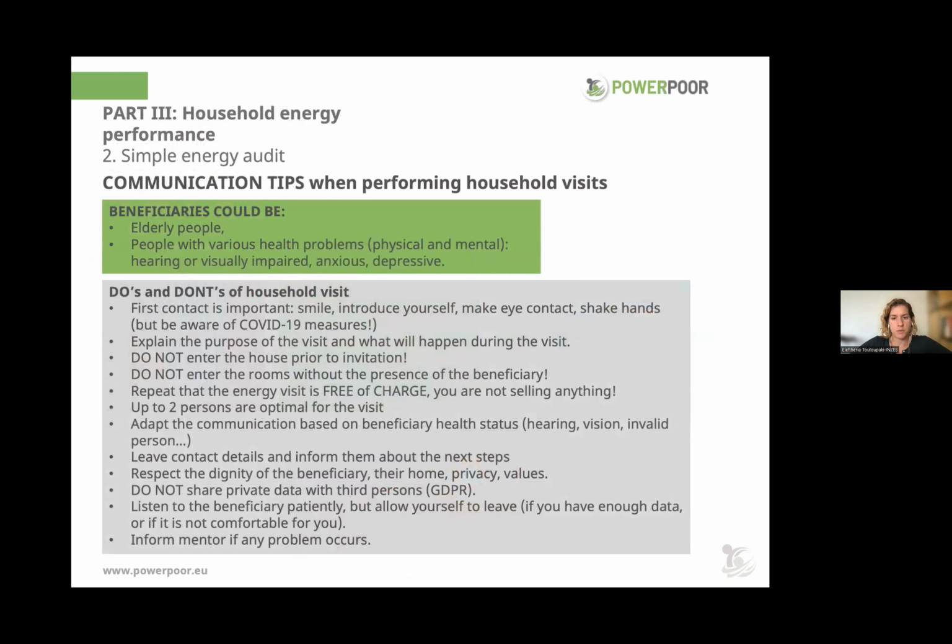Some communication tips when performing a household visit: we should always have in mind that the beneficiaries could be elderly people or people with various health problems. We should make a very positive first contact. We should smile and introduce ourselves, explain at all times the purpose of the visit and what will happen during the visit. We wait to be invited before entering the house. We should make clear that the visit is free of charge and we're not selling something. It is best to be up to 2 persons when visiting the household, and of course to adapt the communication based on the status of the beneficiary.